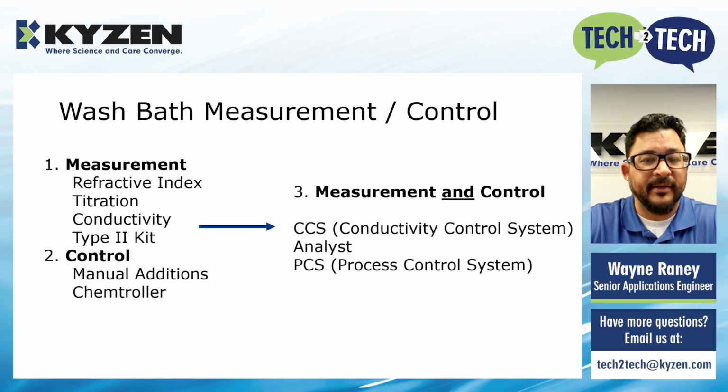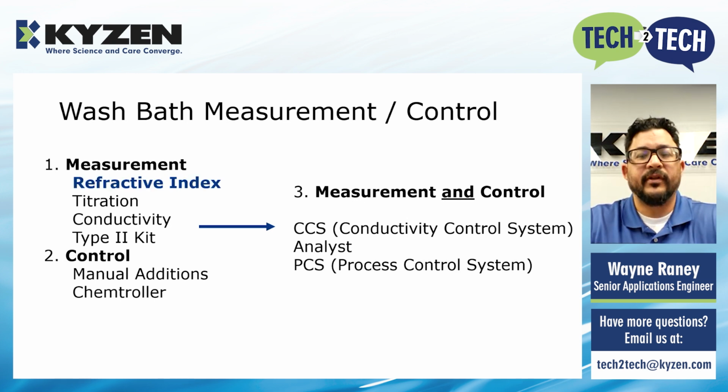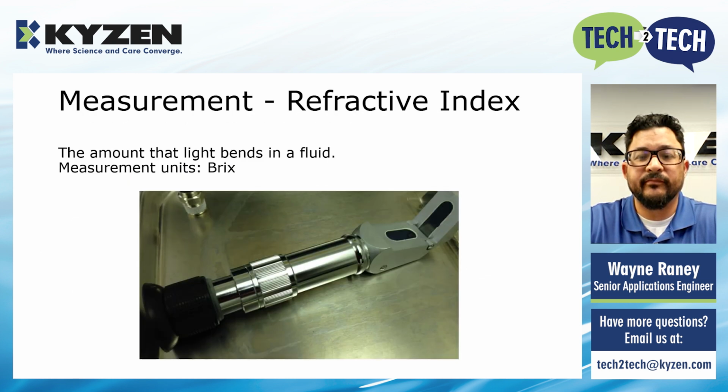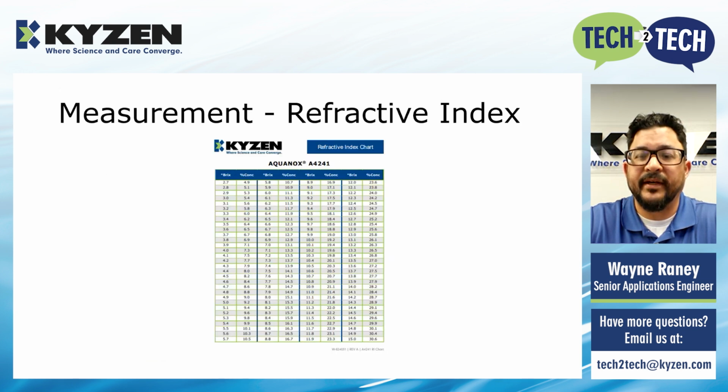First, we're going to be talking about the measurement devices. The first one is the refractive index method. So you'll need a refractometer. This is an example of a refractometer that measures the amount, in degrees Brix, that the light bends or changes direction as you look through the eyepiece of the device. Once you get that number, we'll compare it to a control chart for that particular type of chemistry.